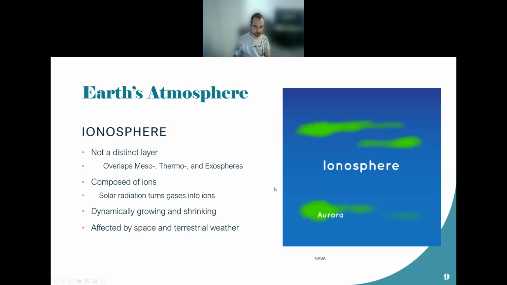The ionosphere is not a distinct layer of the atmosphere like the ones we were talking about. It overlaps the meso and the thermo and exospheres. And what makes it the ionosphere is that it's composed of ions, charged particles. Solar radiation can rip electrons off of neutral particles and turn them into charged particles, ions. This ionosphere doesn't have a fixed thickness. It's dynamically growing and shrinking, and it contains the auroras. And the size of the ionosphere is affected by space weather and terrestrial weather, and it's dynamic.